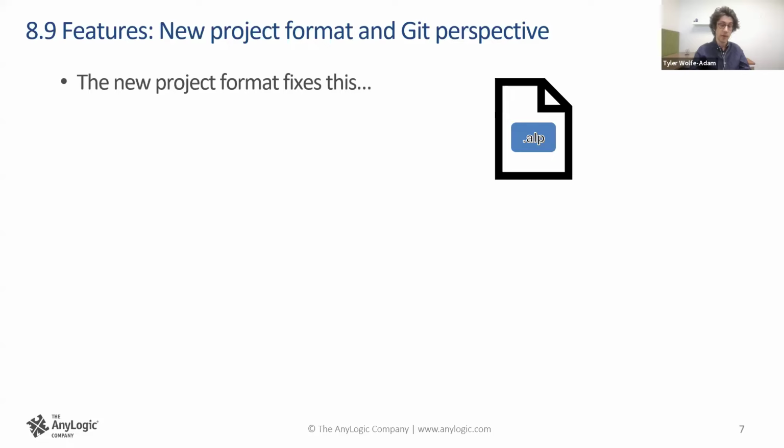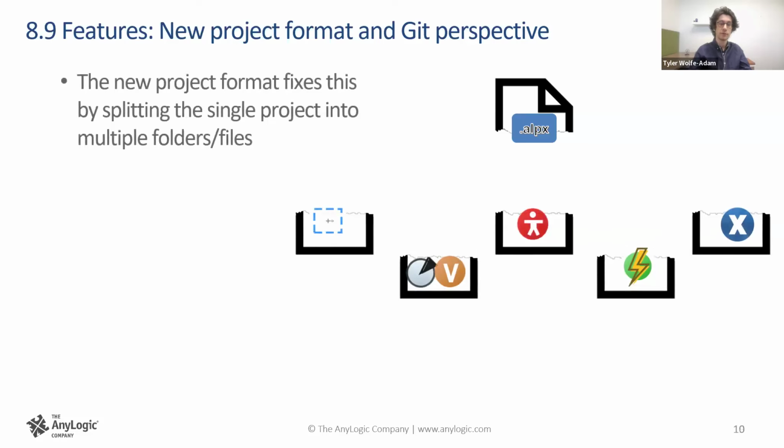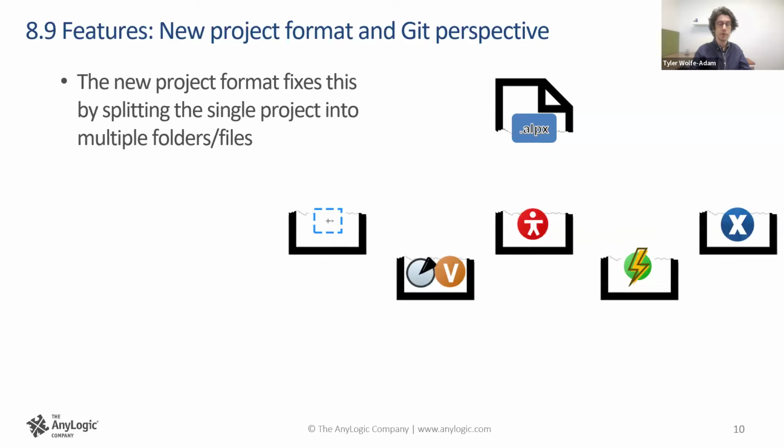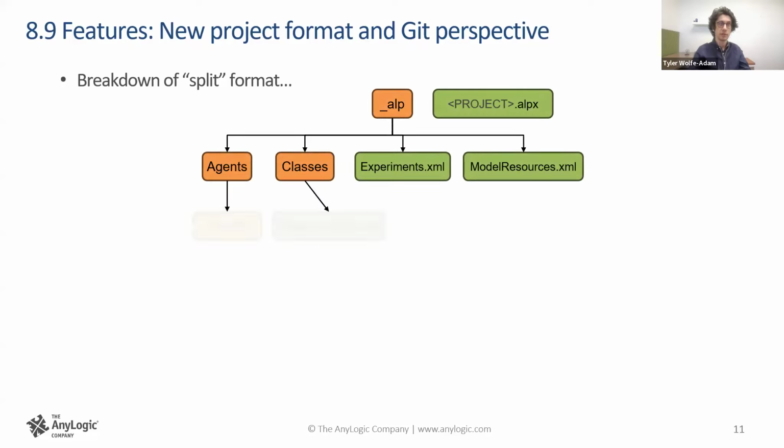So the new project format fixes this by literally splitting up the ALP file into its constituent parts, separating the definition of the types from their usage, and also separating out the space markup, variable typed objects, events, experiments, and much more. I just wanted to briefly break down how the structure is set up, and we will see an example of that shortly.